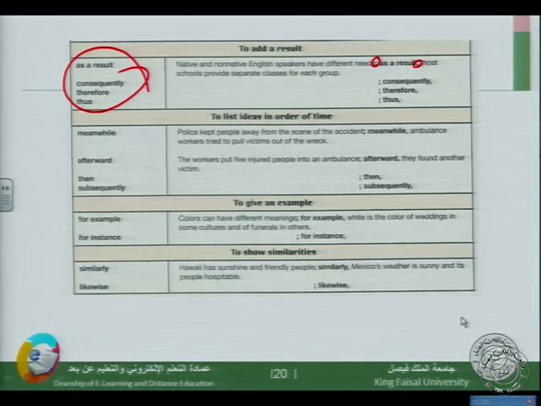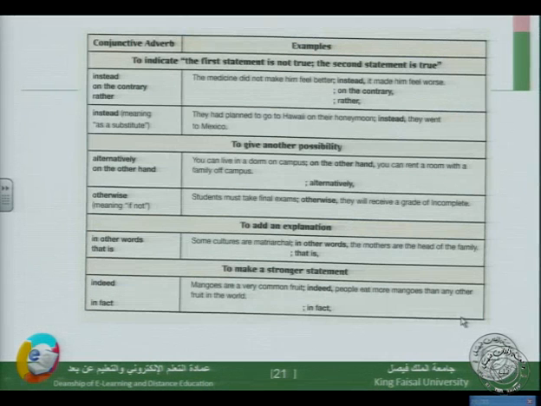For example, for instance, you're familiar with them, are used to give an example. Colors can have different meanings; for example, white is the color of weddings in some cultures and of funerals in others. Similarly, likewise, are also used to show similarity. They have the same punctuation like all other conjunctive adverbs.